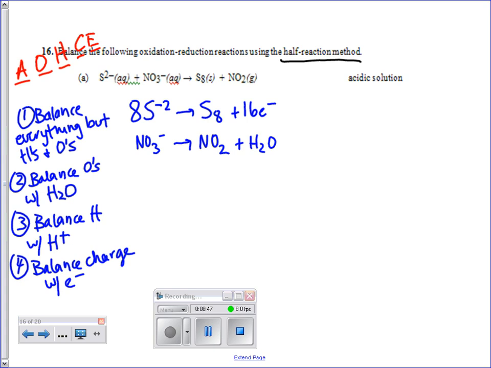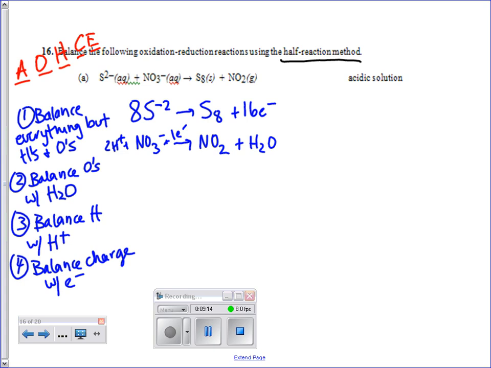How many, what side? 2 on the left. Balance charge using electrons. What's our overall charge on the left? +1 and a 0. So to make them both the same, add 1 electron. I'll do it here. +1 electron. So that is now a balanced half reaction.